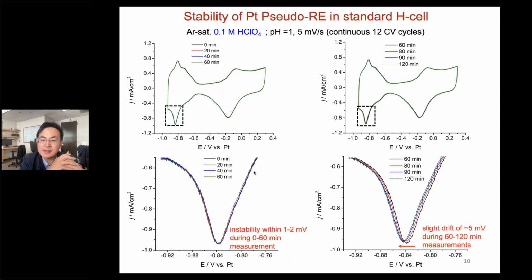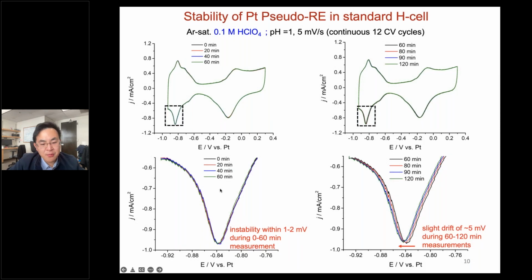So then let's look at the stability of the platinum reference electrode. In this case, surprisingly, we observe a remarkable stability for the reference in the H cell. Now we can deconvolve the platinum reference electrode from the confined space in the liquid cell. In this case, we only worry about the stability of the reference itself.